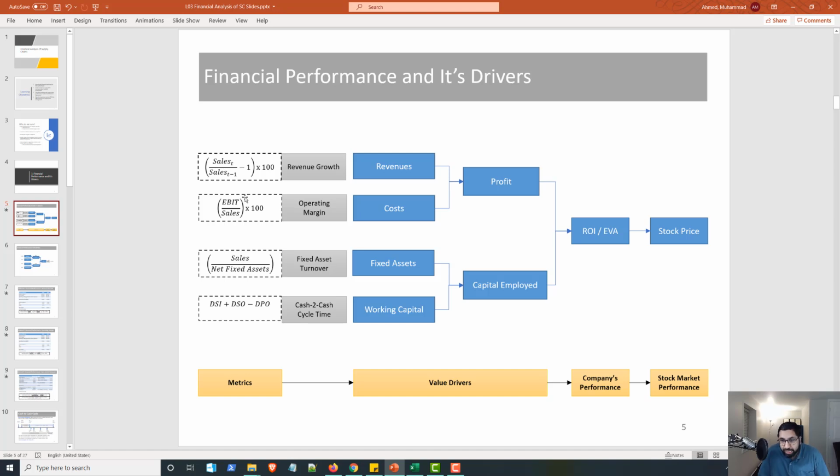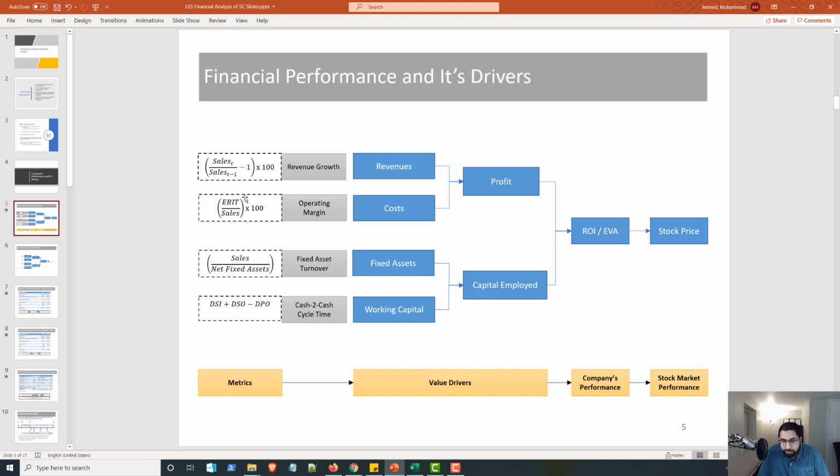Okay, so for fixed assets, are we using fixed assets efficiently? The metric we are going to use is fixed asset turnover, which essentially measures for every dollar stuck into fixed assets. Fixed assets are things like machinery, plant, equipment, warehouses, things like that. So for every dollar invested in such stuff, how many dollars of sales can the company generate?